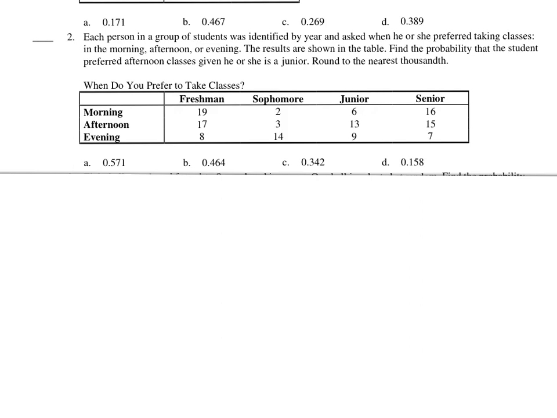All right, same idea here on number 2. So when we say given that he or she is a junior, that means we're only looking at this column right here. We're assuming the truth of that statement. So that's our denominator right there, the total of that, which looks like it is 28. And then in the numerator, it's just the afternoon classes. So out of that 28, only 13 liked the afternoon classes. So if I divide that out, that gives me about 0.464.